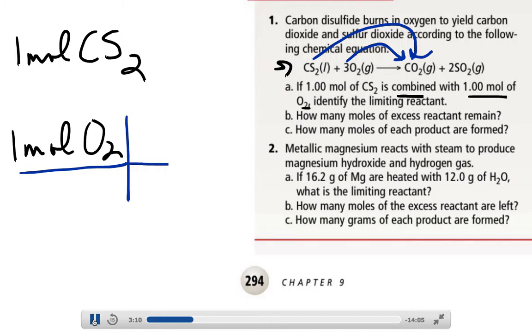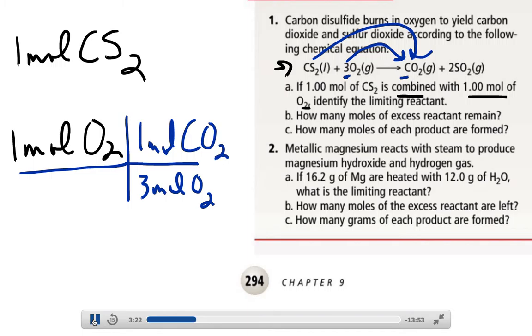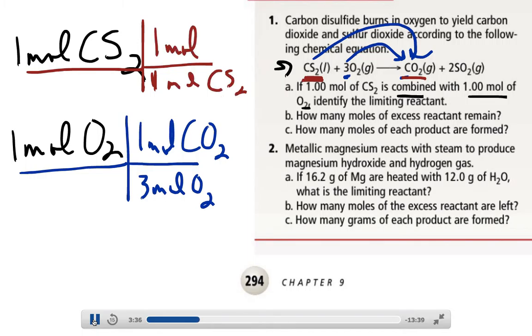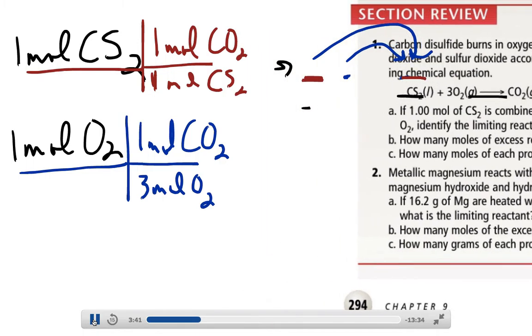So 1 mole of oxygen, if I look at the ratio, 3 oxygens are needed to produce 1 CO2. So 3 moles of oxygen produce 1 mole of CO2. So there's where I'm just putting in the mole ratio. Now if I look at my carbon disulfide, 1 carbon disulfide produces 1 carbon dioxide. So my ratio here is 1 mole of carbon disulfide reacts to produce 1 mole of carbon dioxide.